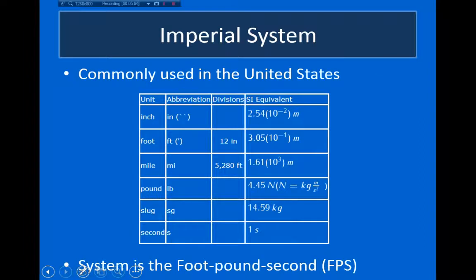In addition to the SI, there are other systems of units. In the United States, the most commonly used units are the imperial units, where we have the inch, the foot, and the mile are all units of length. We have the pound, which is a unit of force, the slug, which is a unit of mass, and the second, which is a unit of time. The most commonly used system in the United States is the foot-pound-second system, or the FPS system.